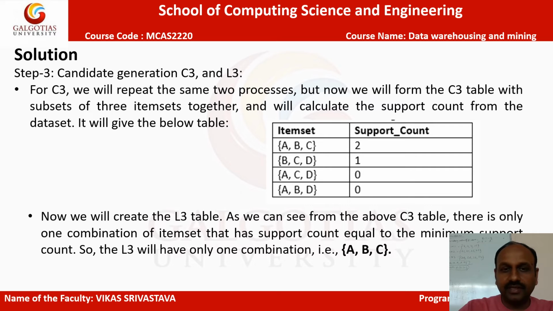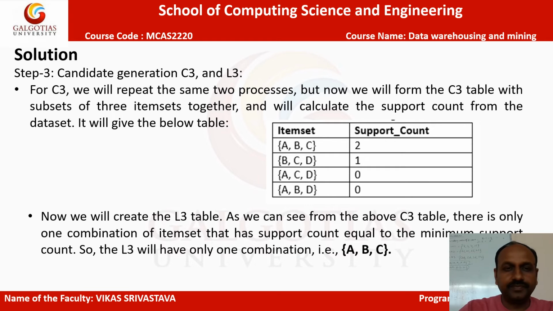So now we will repeat the same process for creating this candidate generation using ABC, then BCD, ACD and ABD. Then we will try to count these item sets. So here it has been observed that this particular item set ABC is having a minimum support of 2. So the final value combination will be ABC.